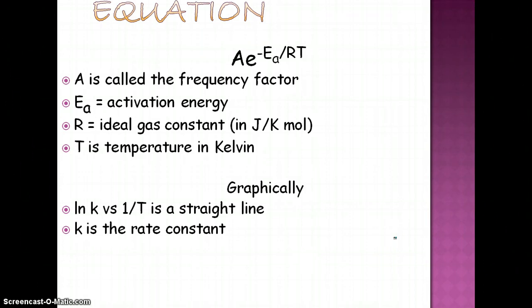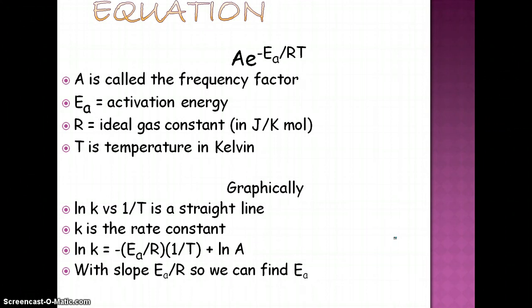K is going to be your rate constant. And this equation is the y equals mx plus b that you're given from that straight line. So negative EA over R is actually your slope. So we can find EA from the slope as long as we divide by R.